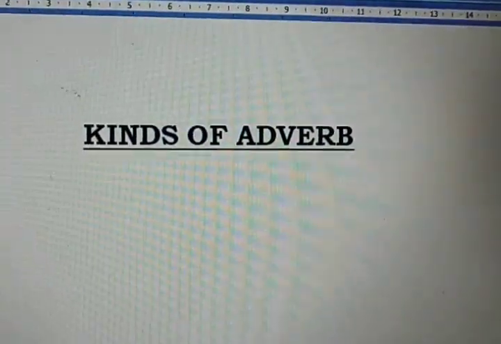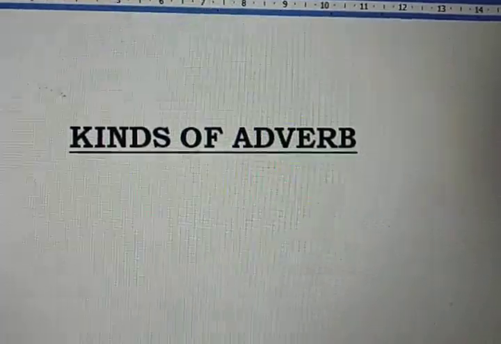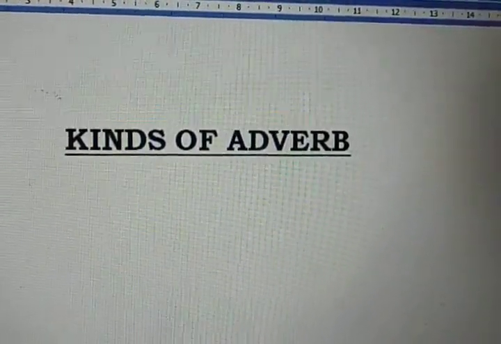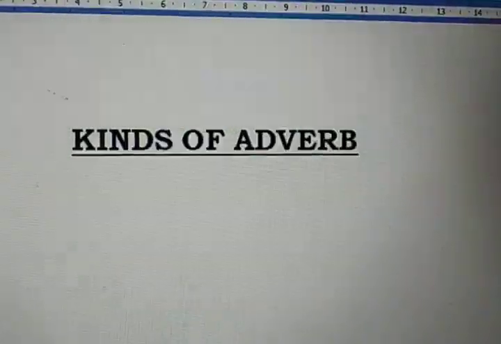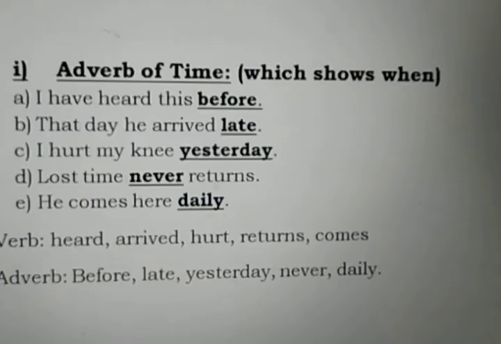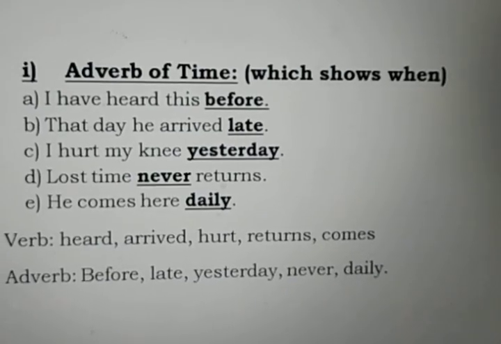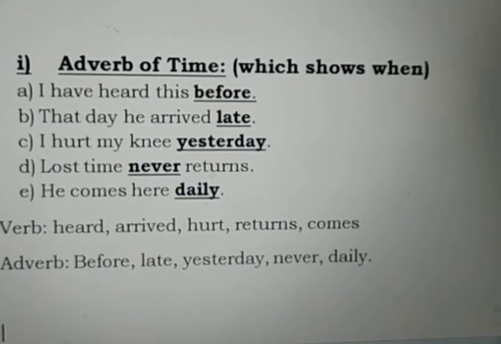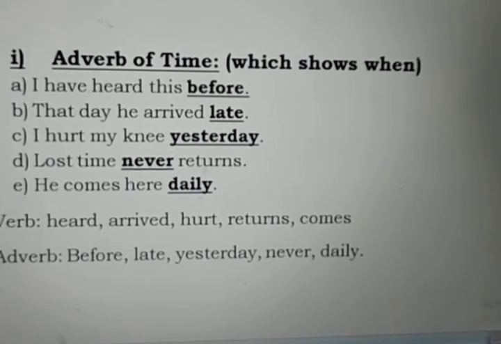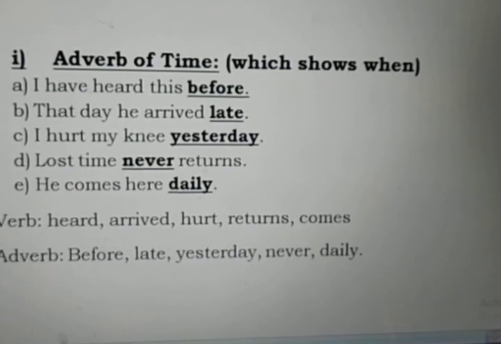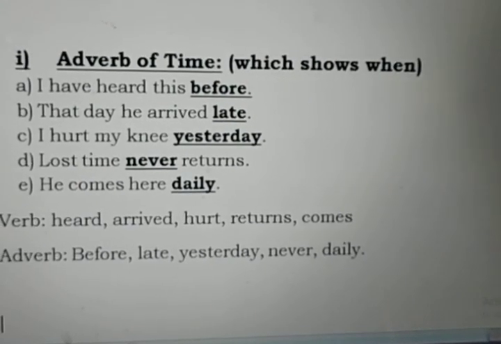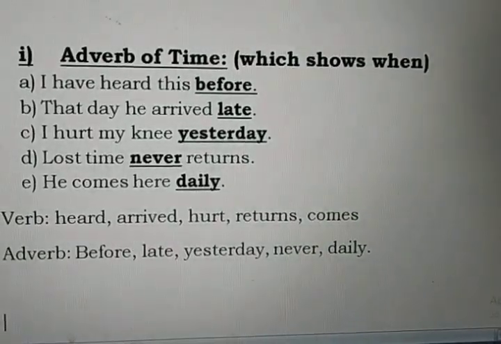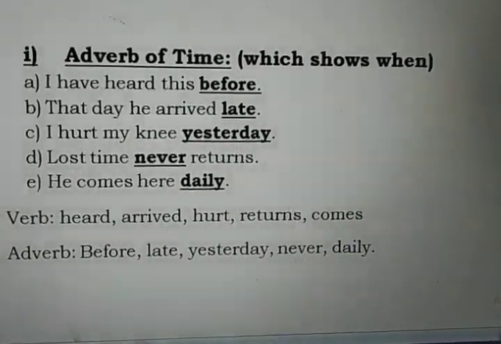Now the next subtopic is kinds of adverb. So in this topic we'll learn about different kinds of adverb that we use in English grammar. Our first adverb is adverb of time. As the word suggests, time, it shows when, means when the action is done, at what time the action is done. Okay, the first one is adverb of time. Let's see examples of this.